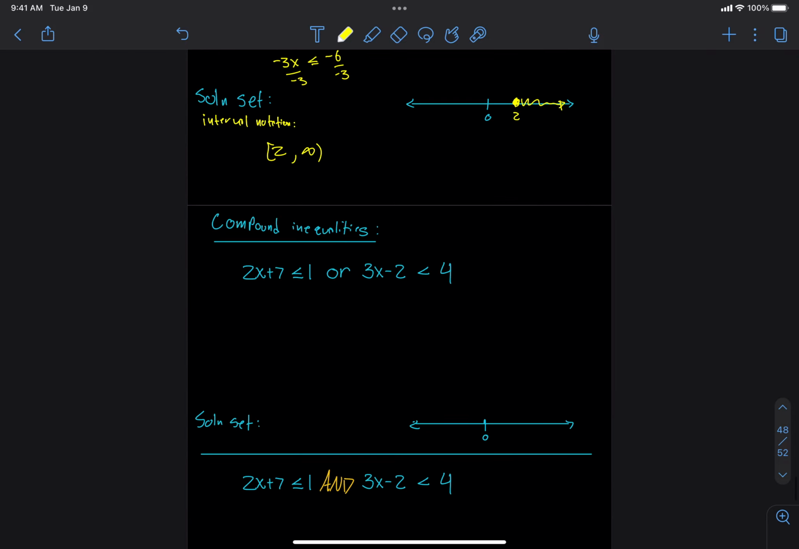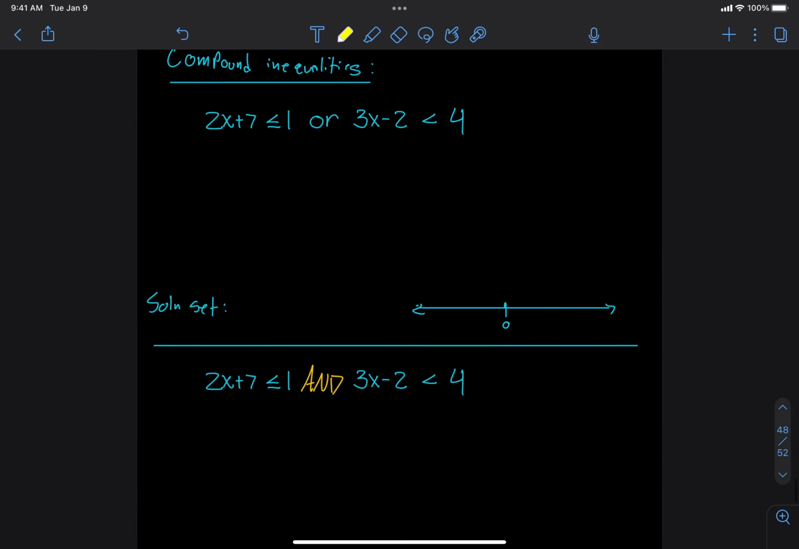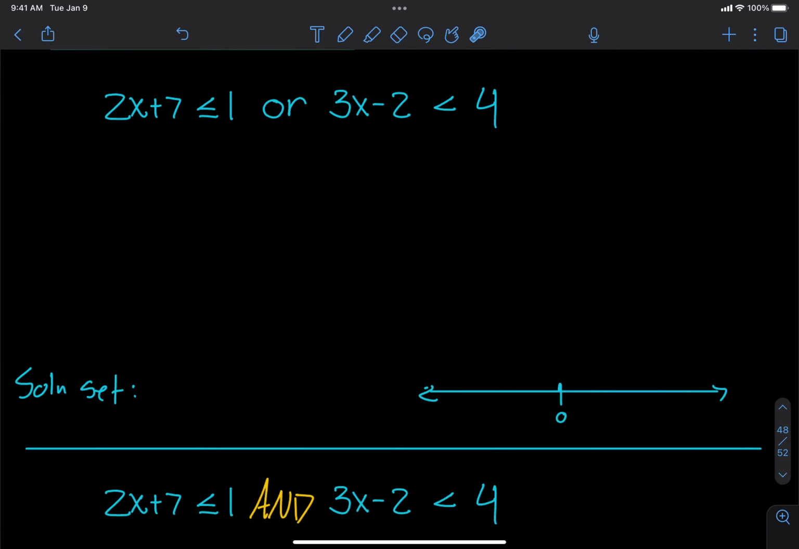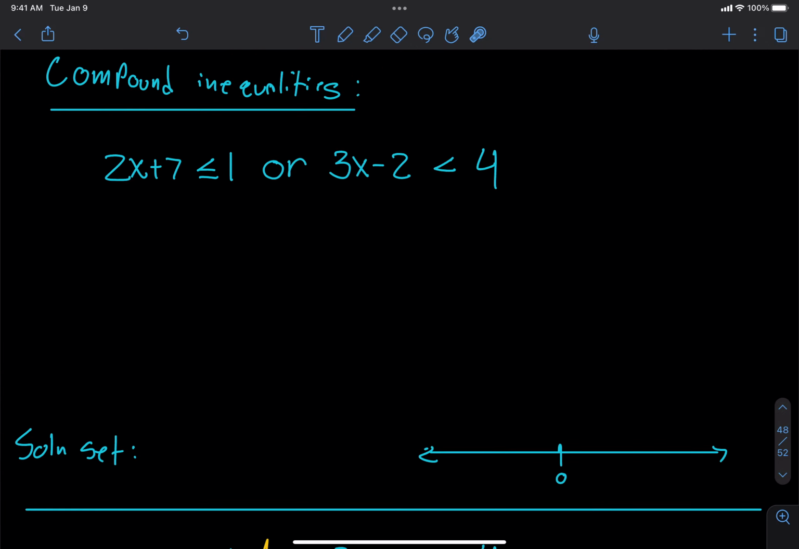Okay, so the big difference between the two types of compound inequalities is sometimes we have ors and sometimes we have ands. And what do or and and typically correspond to when we're talking about set notation with intervals? Or goes with the union, right? And then and goes with the intersection, right? Okay, so let's see how that's going to work out with these two.